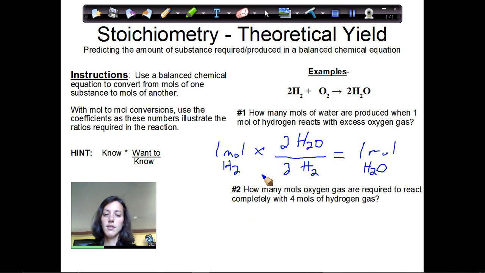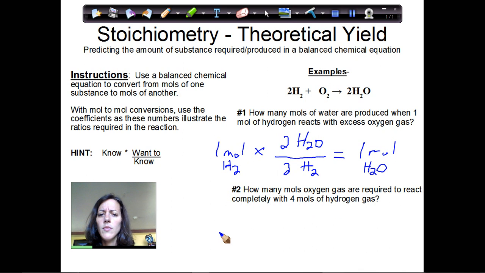Alright, so for our second example, how many moles of oxygen gas are required to react completely with 4 moles of hydrogen gas? So we have 4 moles of hydrogen gas, and we are looking to calculate how many moles of oxygen gas are needed. That react completely bit, it means there's absolutely nothing left over. That's all that means. So you really aren't going to do anything different. It's just terminology thrown in to be a little bit confusing, but we'll get to it in another week when something doesn't react completely, what that means.